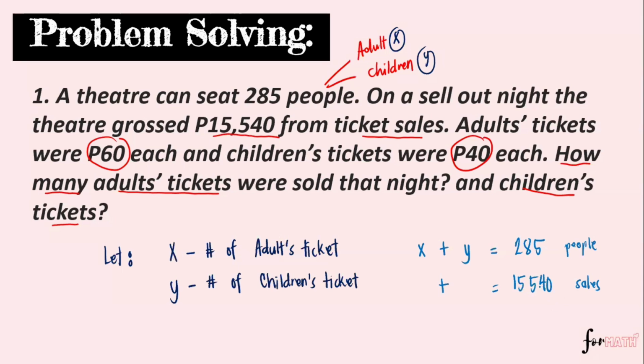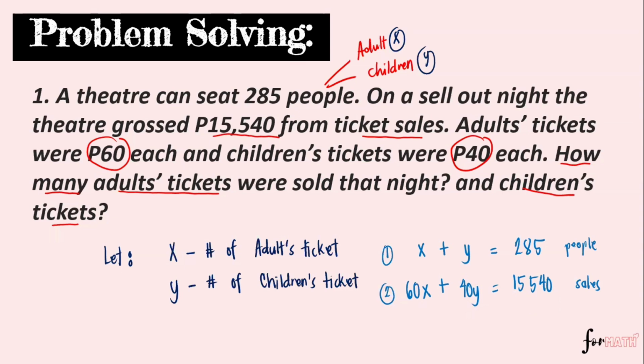It also says here the adult's ticket is 60 pesos. So if you have x as the number of adult's tickets and we multiply that by 60, we have 60x, which is your total gross for adult's tickets. For the children, we have y and 40 each, so 40y is your total gross for children's tickets. When we add them both, 60x plus 40y, we get your total gross, which is 15,540. So this is our equation number 1, and this is our equation number 2.